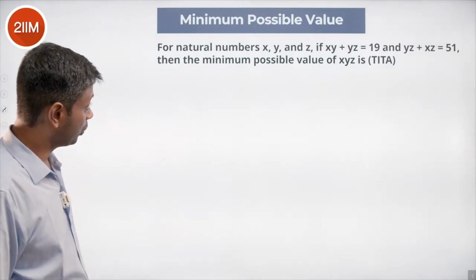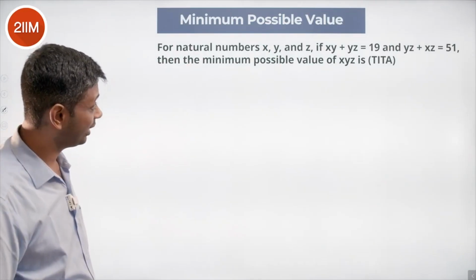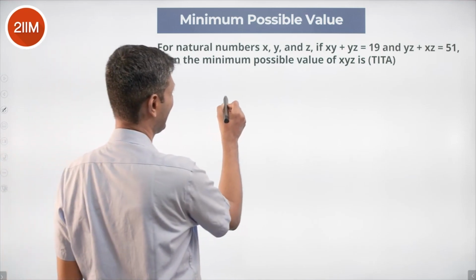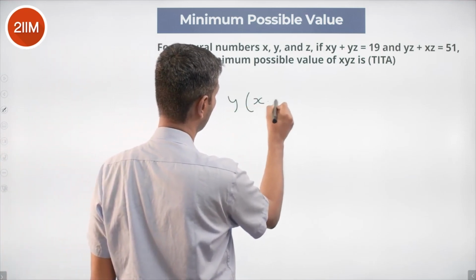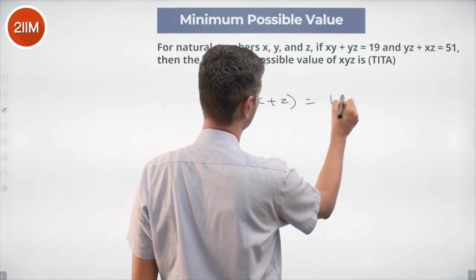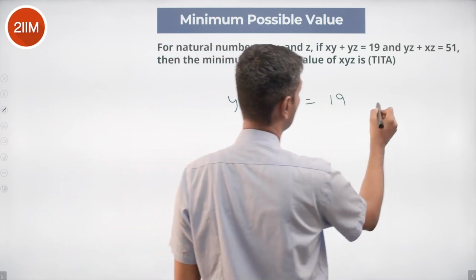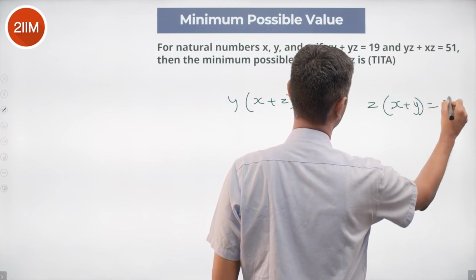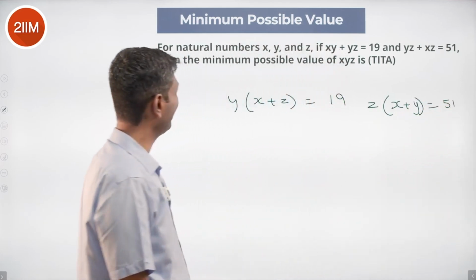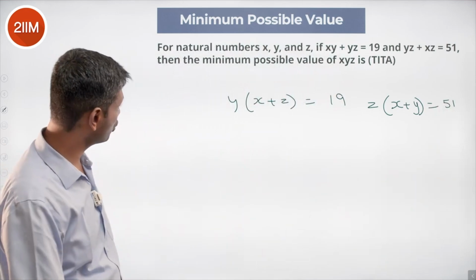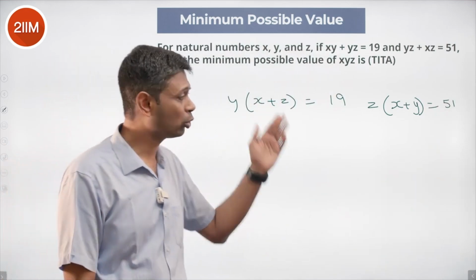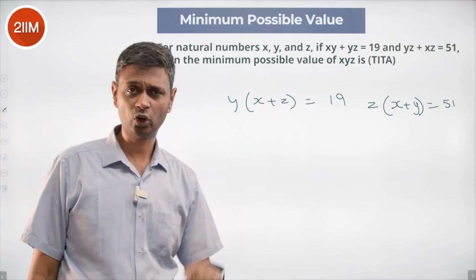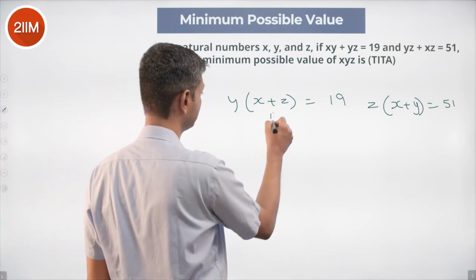For natural numbers x, y and z, if xy plus yz is 19 and yz plus zx is 51, then y into x plus z is 19 and z into x plus y is 51. We are told very clearly that x, y and z are natural numbers. 19 can only be broken as 1 into 19 or 19 into 1. It cannot be 19 into 1. X plus z cannot be 1. X plus z is 19.